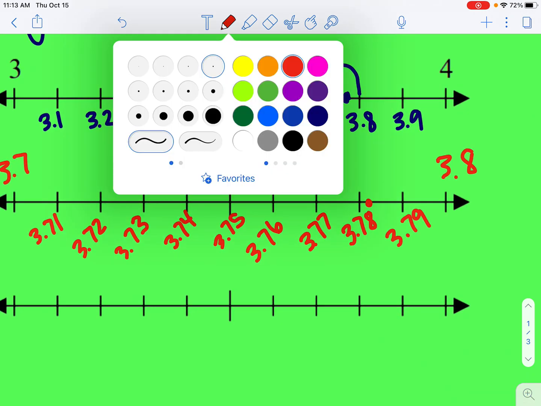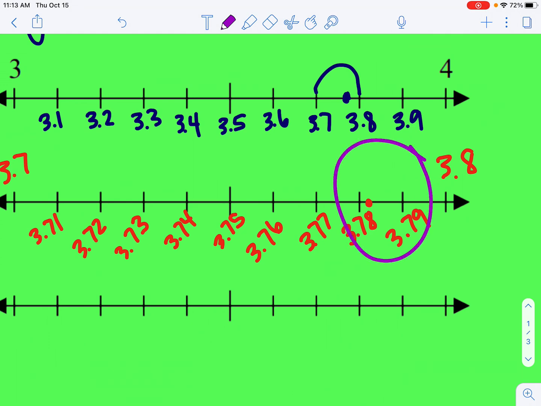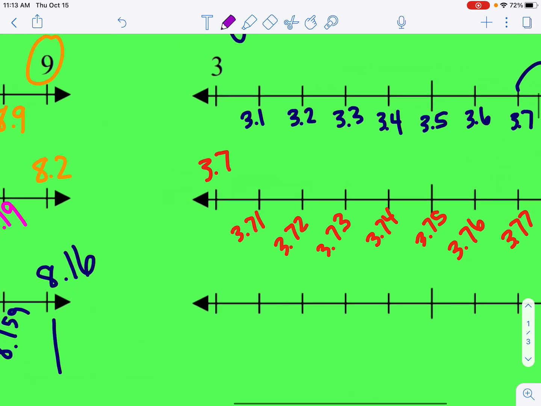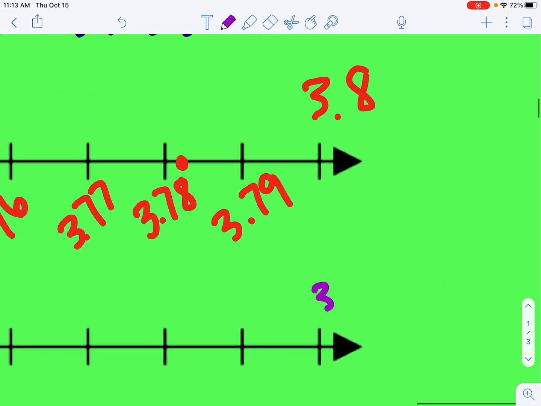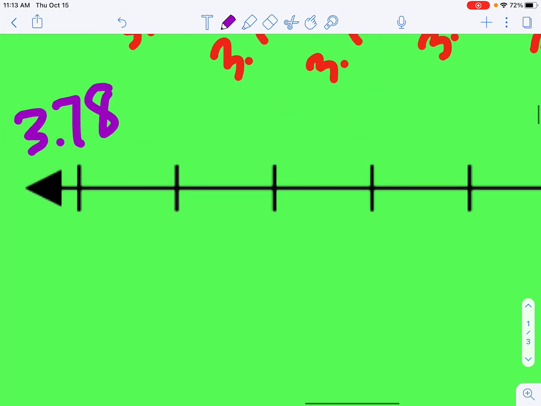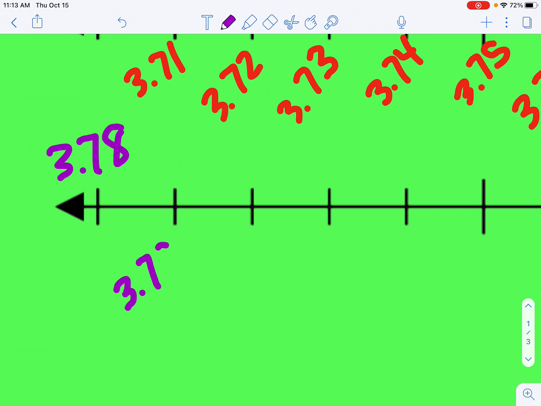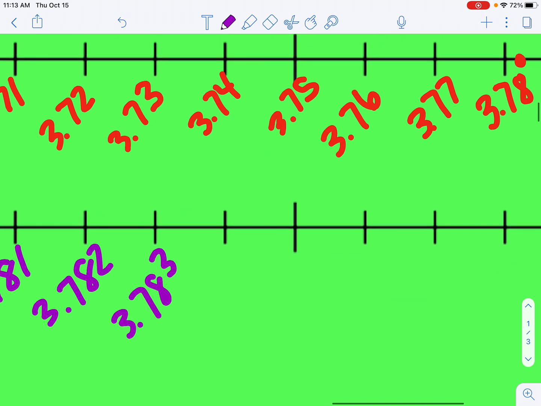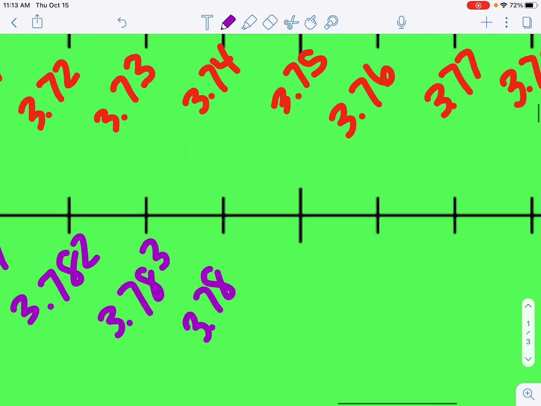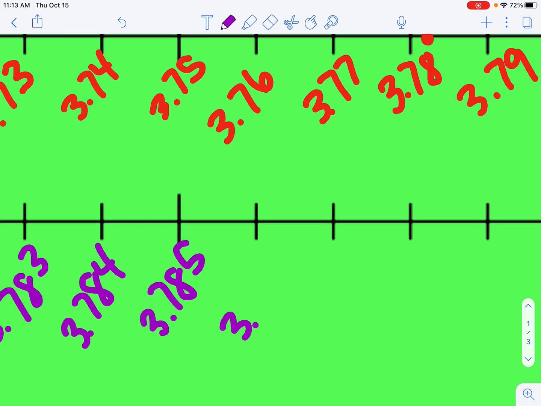Alright, and now we're going to use a magnifying glass, and we're going to zoom in to this section right here. Alright, so my number over on this side is 3 and 78 hundredths, and my number on this side is 3 and 79 hundredths. So now we're going to split it up into thousandths. Okay, I have 3 and 781 thousandths. 3 and 782, 3 and 783, 3 and 784, and so on.